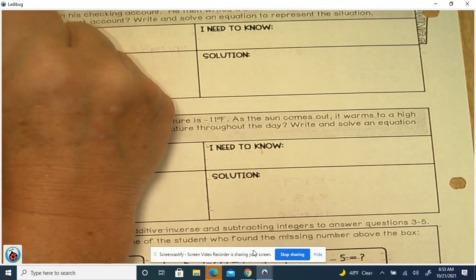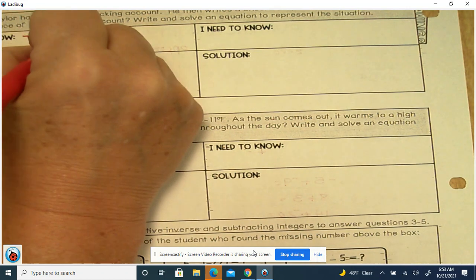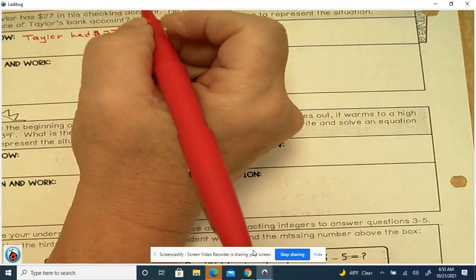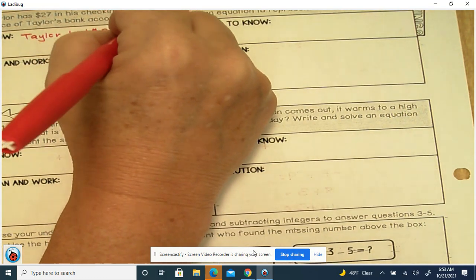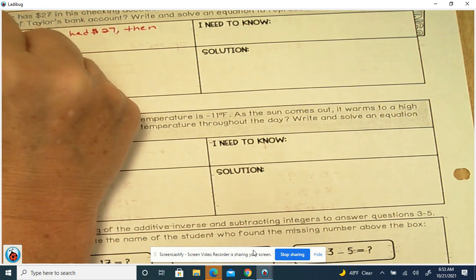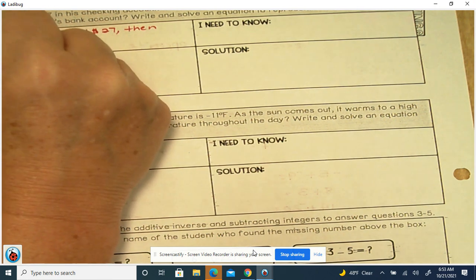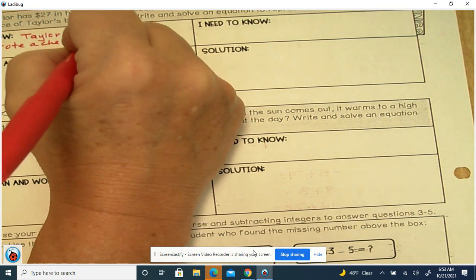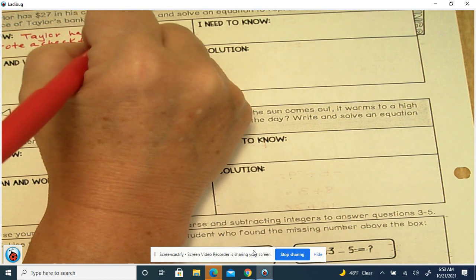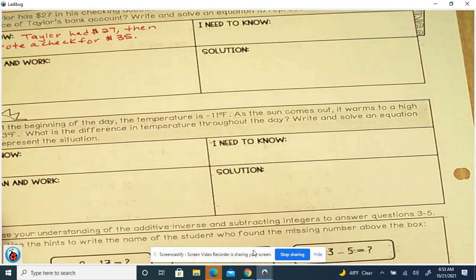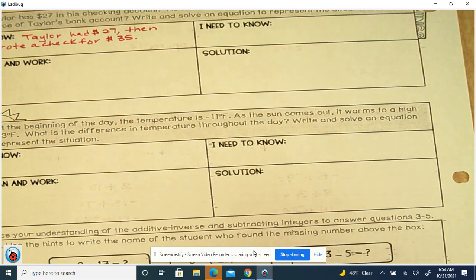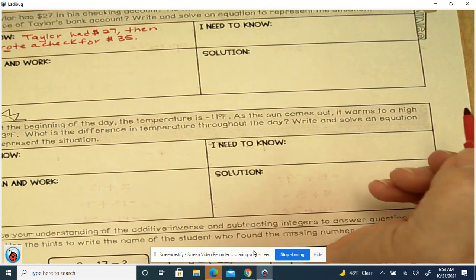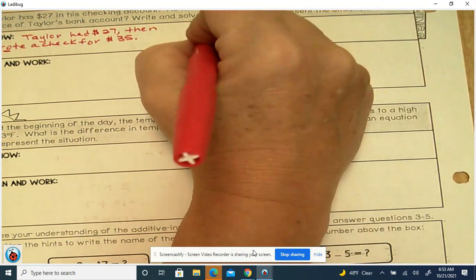Taylor had $27. Then wrote a check for $35. When you write a check, that means that's a subtraction. You take it out. Okay. You need to know what his new balance is.